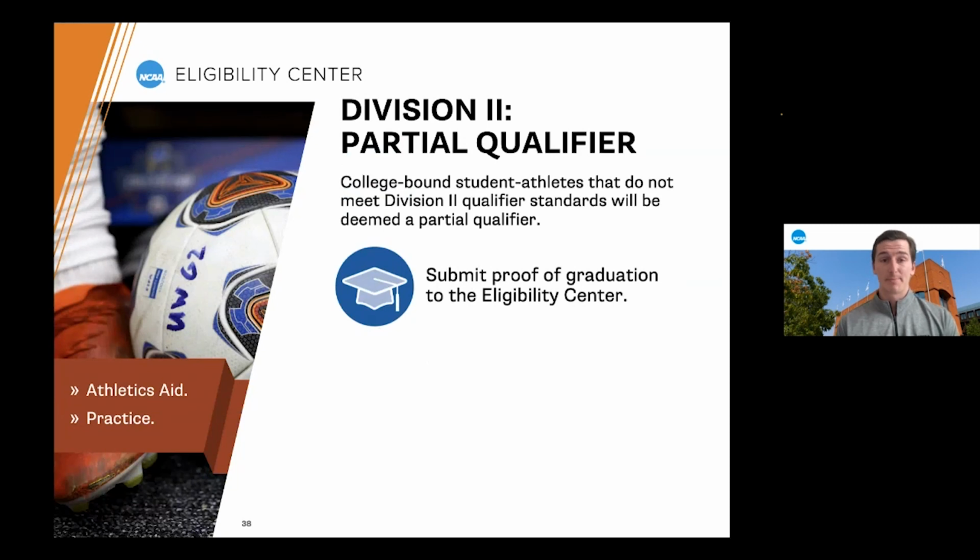And the last pillar that your student athlete could fall under for Division II is going to be a partial qualifier. This is a college-bound student athlete that did not meet Division II qualifier standards. They will be deemed a partial qualifier. They would not be able to compete their first year. They would be able to receive the athletic aid and practice.